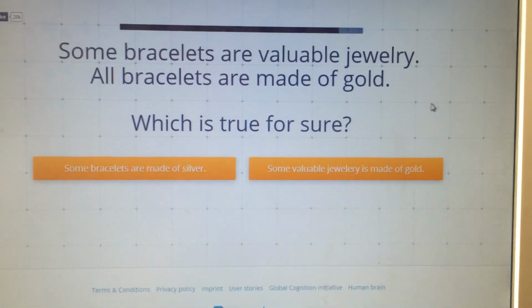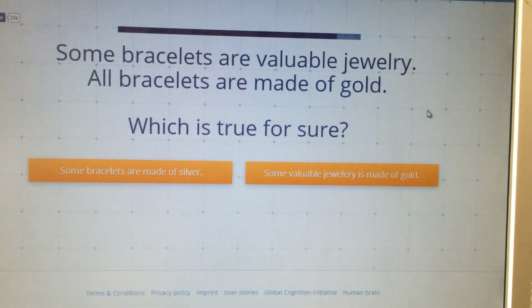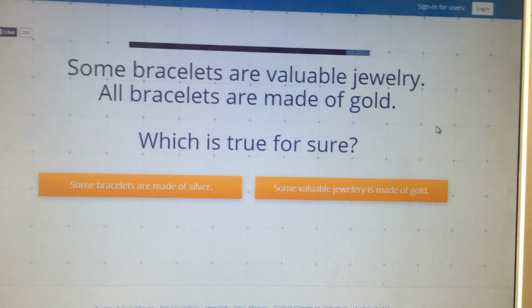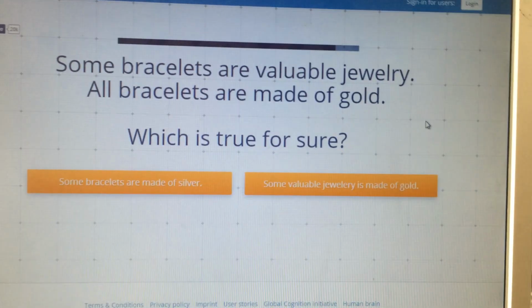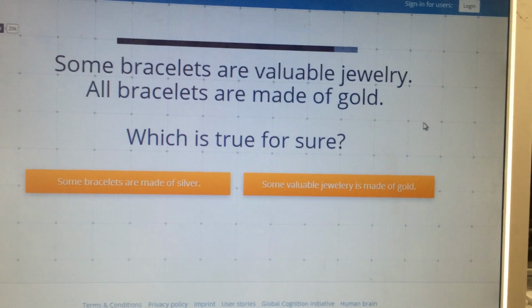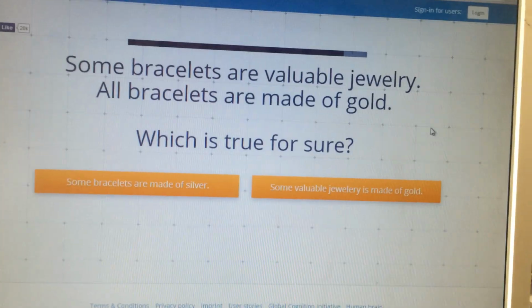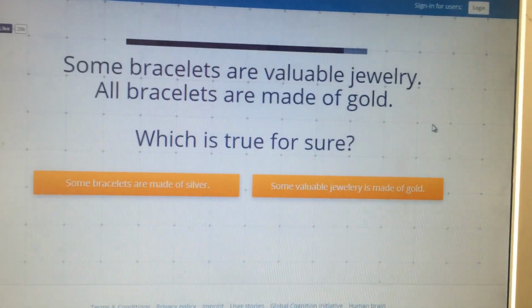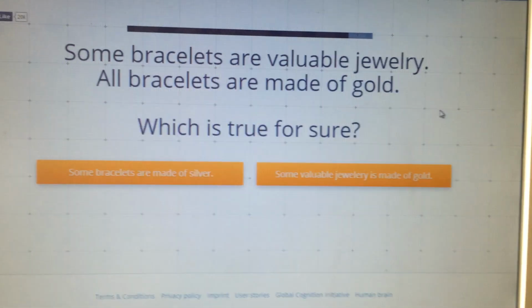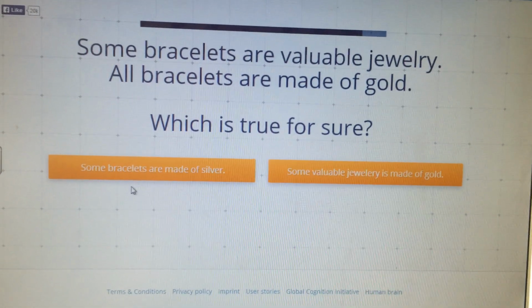All of those bracelets are gold. It's telling you that there are some bracelets, all of them are gold. Of this big pile of gold bracelets, some of them are valuable. So you have a big pile of gold bracelets, that's true. Only some of them are valuable, that's true. So what is true in what they're saying?